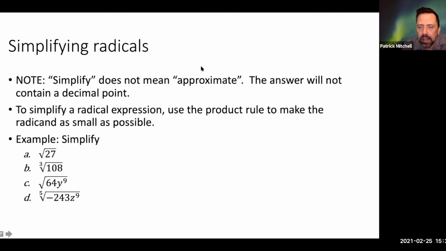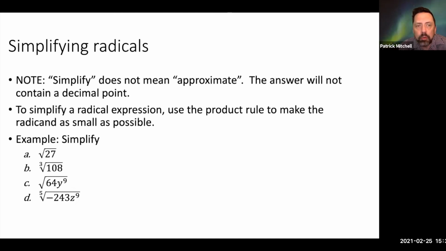All right, so that brings us to simplifying radicals. First thing I want to say is that simplify does not mean approximate. So for example, you see in the first problem, I'm going to ask you to simplify the square root of 27. That does not mean ask the calculator what's the square root of 27, because oftentimes the calculator will say that that's 5 point something, something, something. That's not what I mean. All right, that would be approximating it.